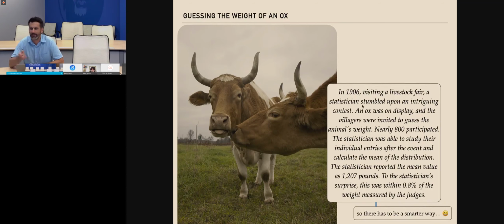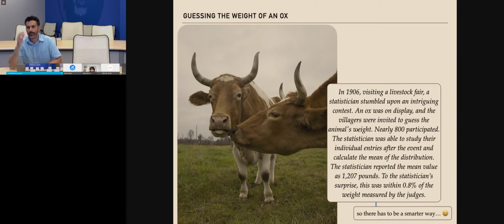And so they go to a livestock fair. The statistician appears in a livestock fair, and there's an ox in the fair, and the ox is on display. And the villagers, so people in the village, are invited to guess the animal's weight.